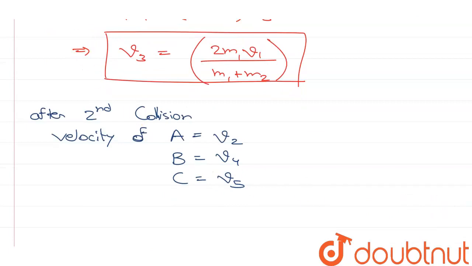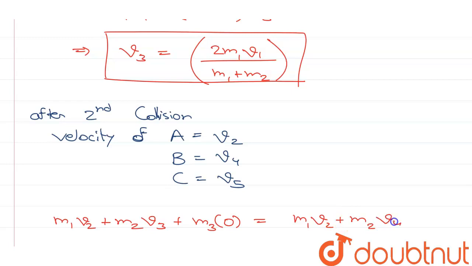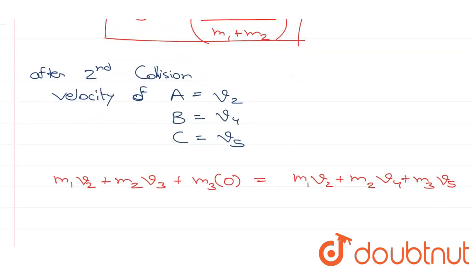So once again, if I apply the principle of conservation of momentum, for the second collision, the initial momentum of the system will be m1 v2 plus m2 v3 plus m3 into 0, and final momentum of the system will be m1 v2 because the velocity of A remains same, plus m2 v4 plus m3 v5.